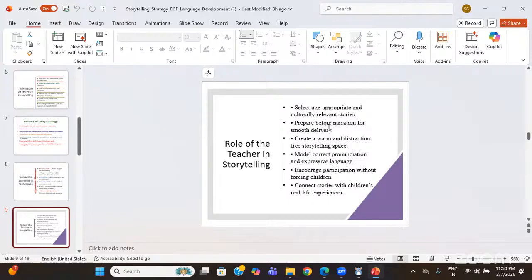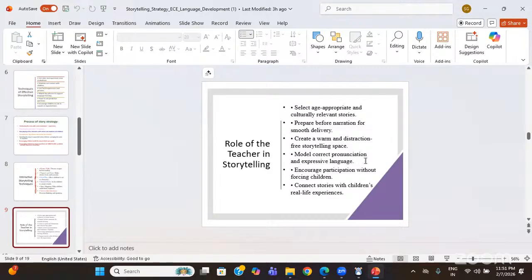And then prepare before narration for smooth delivery. This practice and planning is very, very, very important. And then create a warm, distraction free storytelling space. Suppose you have some inhibitions, someone may come and see my classroom. Oh, my principal will come and see, and he will say something, some inhibitions will be there. If that is the case, please close the door of your classroom and practice yourself and narrate the story to your children.